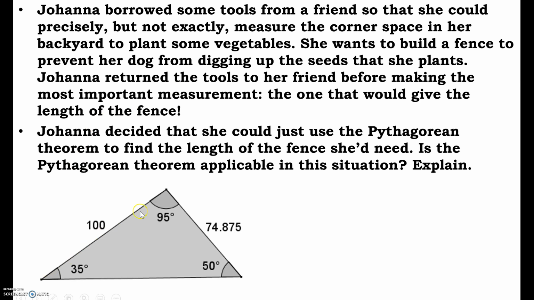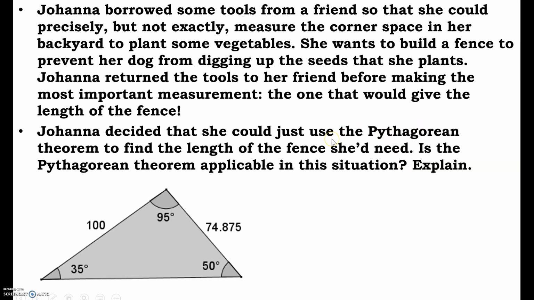She did measure 100 units here, and she measured about 74.875 units on this side. Now the angle that forms with the two measurements she made was 95 degrees, and she gave us the measurement of the other two angles, and I guess this is the fence that she wants to make so that the dog doesn't get in. So can we find this length using the Pythagorean theorem?